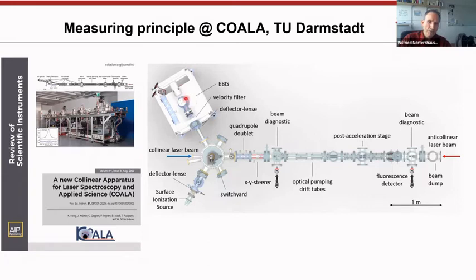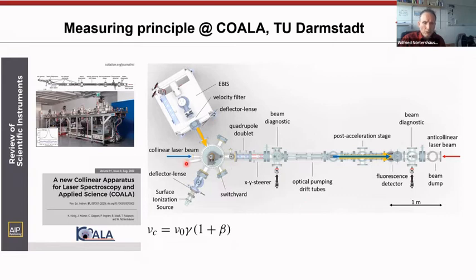So what we do is we produce the helium-like systems in the EBIS. They are then extracted, directed here, deflected by about 60 degrees. And we can then introduce a laser beam either in collinear direction or in anti-collinear direction. And here is a post-acceleration region. And then we have the fluorescence detection, where we can scan through the resonances and detect the fluorescence spectra.